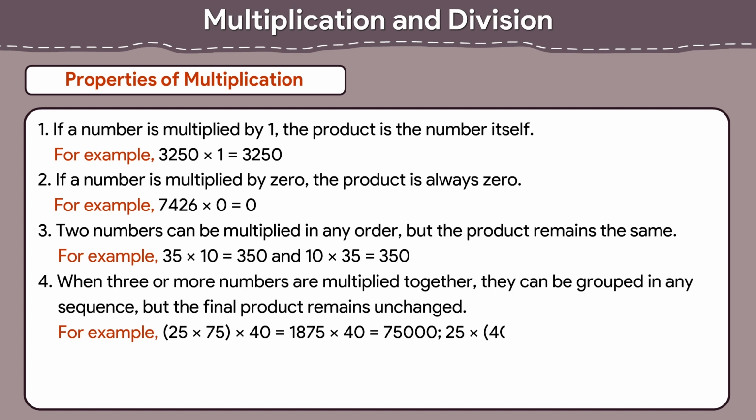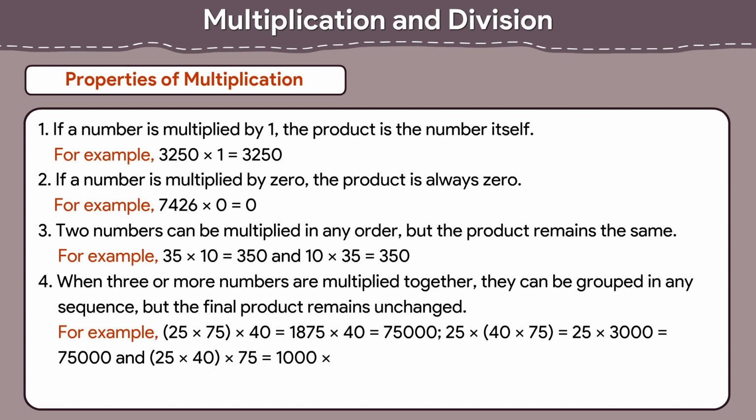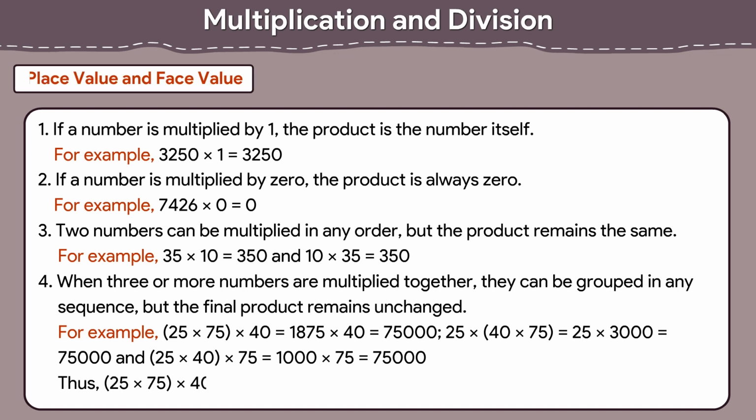25 times 40 times 75 is equal to 25 times 3,000 equals 75,000. And 40 times 25 times 75 is equal to 1,000 times 75 equals 75,000. Thus, 25 times 75 times 40 is equal to 25 times 40 times 75 is equal to 40 times 25 times 75.